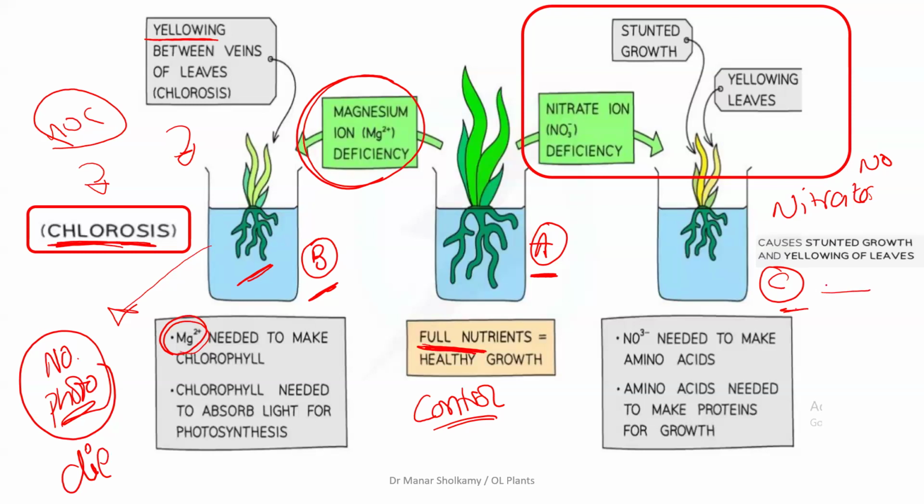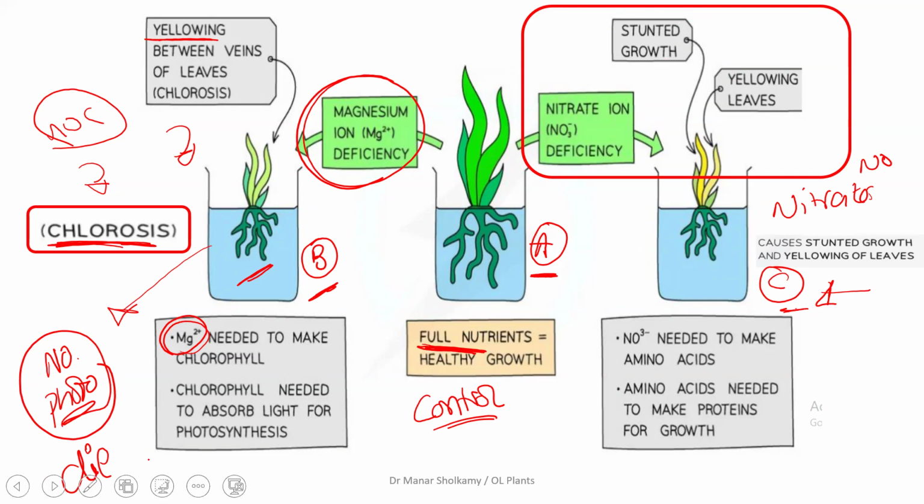Now, what about plant C? Will it be nice and healthy or will it also be affected? Come on. Plant A is the healthy plant. Am I asking difficult questions? I said plant C has no nitrates. Nitrates are needed for the making of what? Proteins. Will plant C be able to make proteins? No. So plant C will also be affected and it will not grow like plant A. And this is going to be called stunted growth.